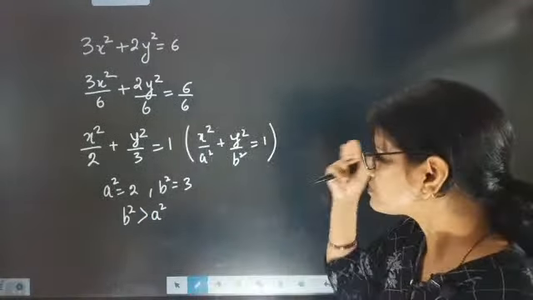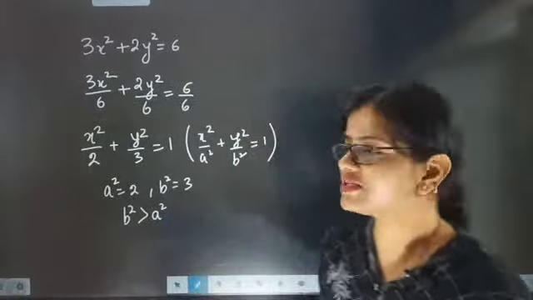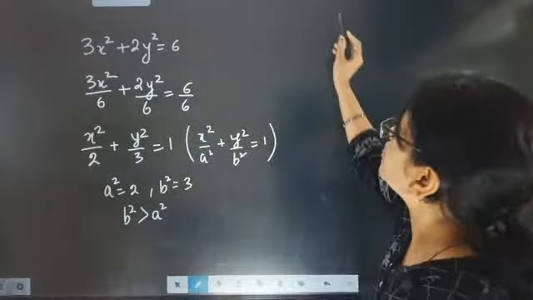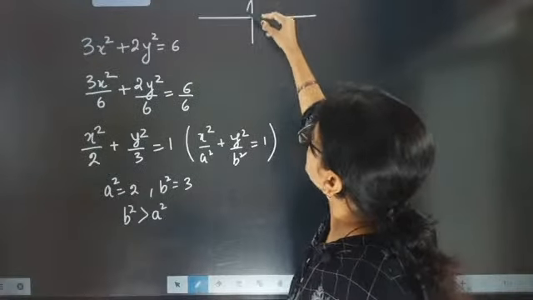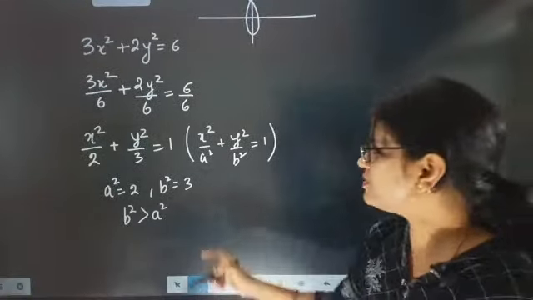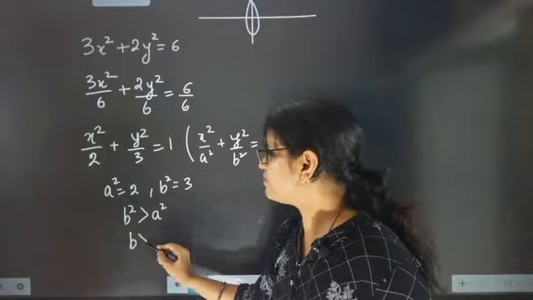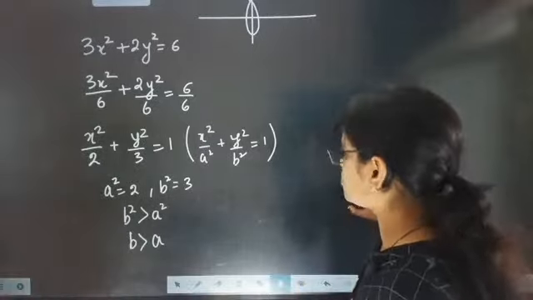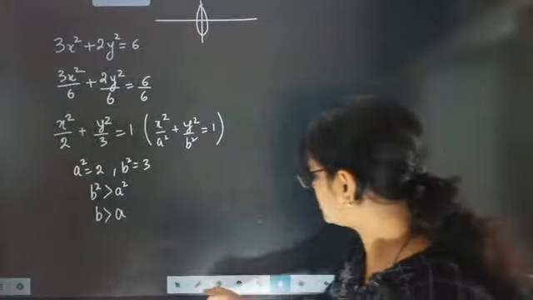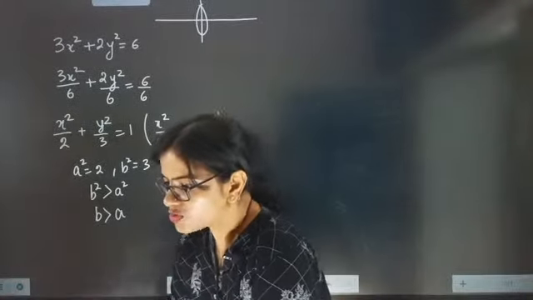B square is exactly greater than a square. So what type of ellipse will it be? The major part of the ellipse will be on the y-axis, since b square is greater, that means b will be greater than a. Now, this part I think Gautam only told about, the rest didn't see the video, I guess. So only I am discussing.